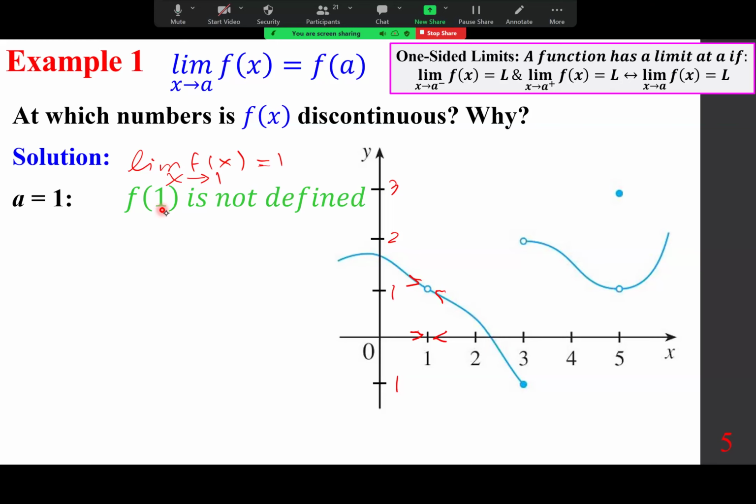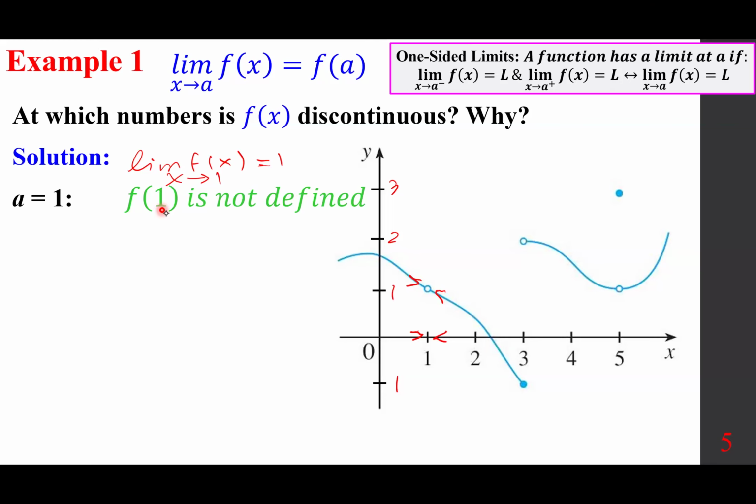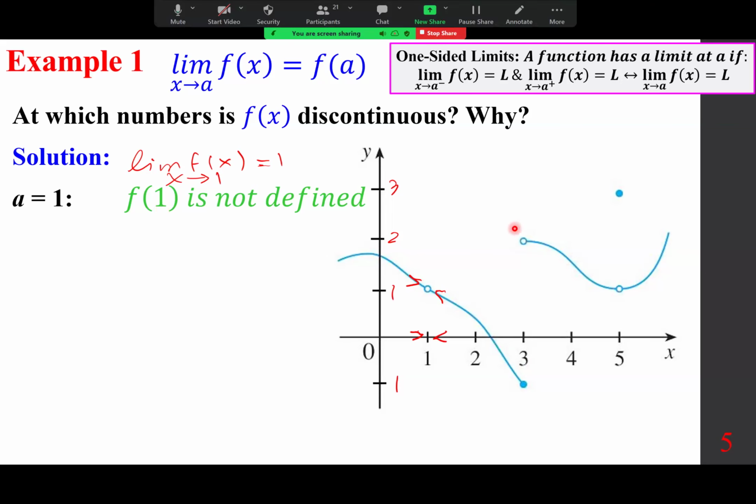The next number, anybody can see where else we don't have a continuous function? Discontinuity takes place at what other point? 3. Very good. At number 3. So let's see what's going on with a equals 3, or x equals 3. At that point, I hope you see that the limit of f of x as x approaches 3 does not exist. So that would be the end of it.